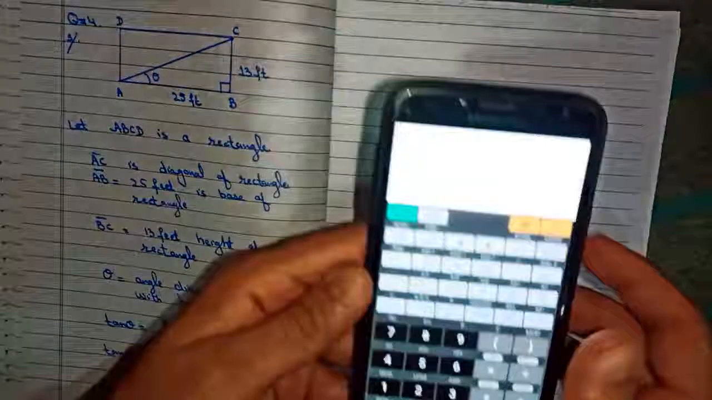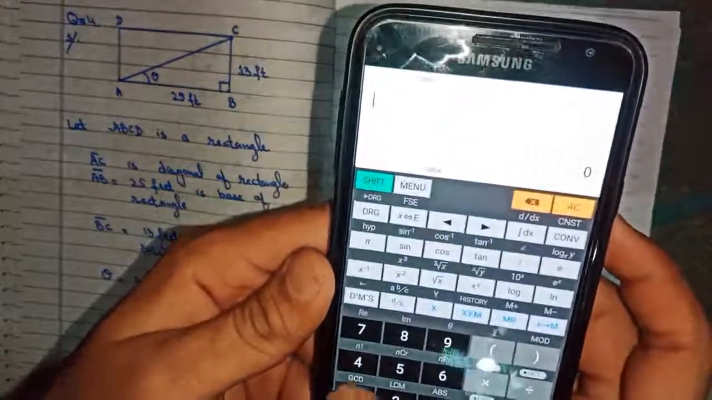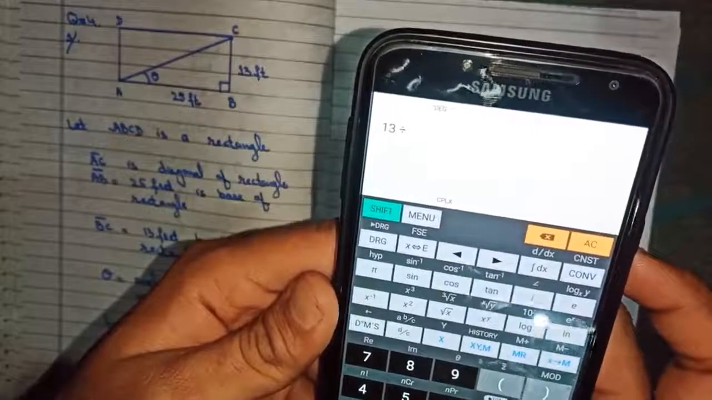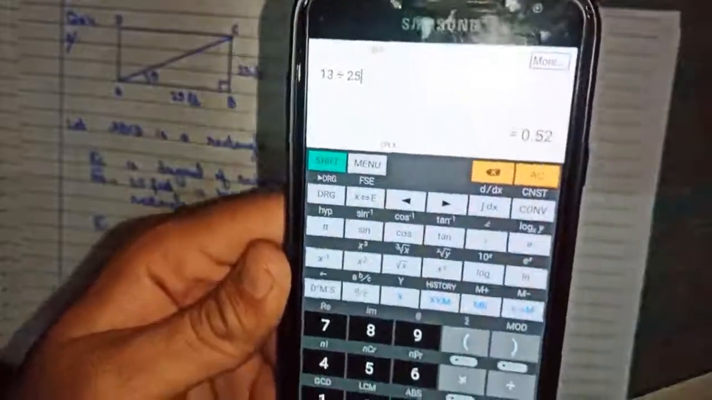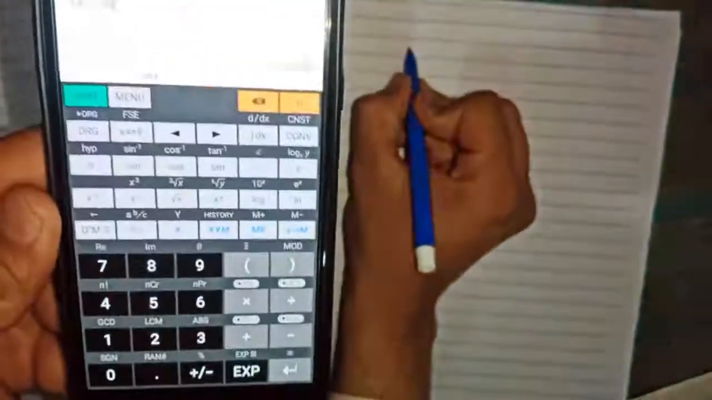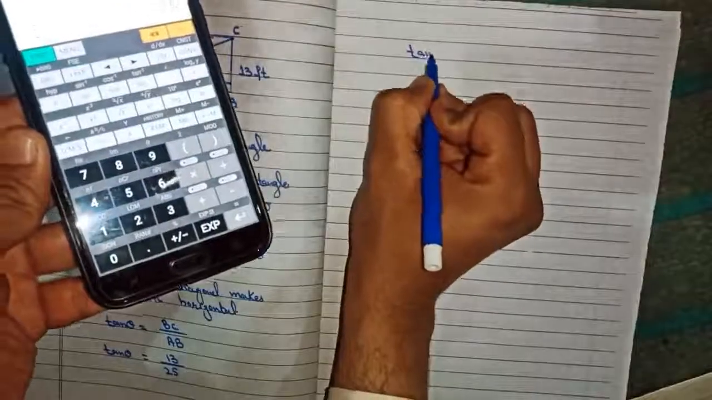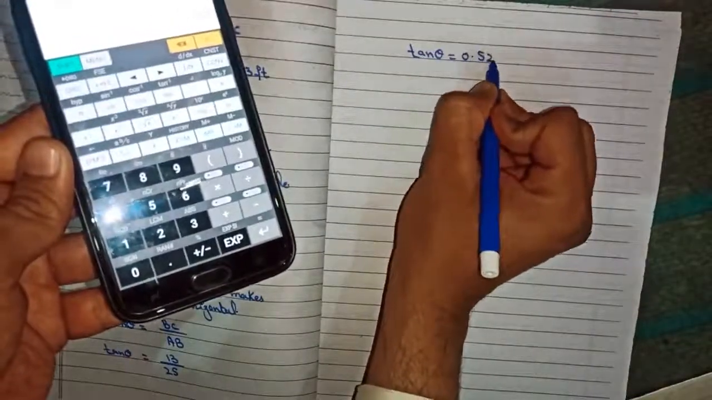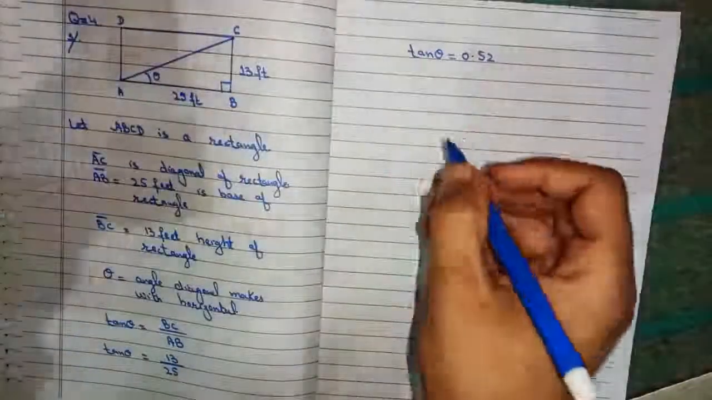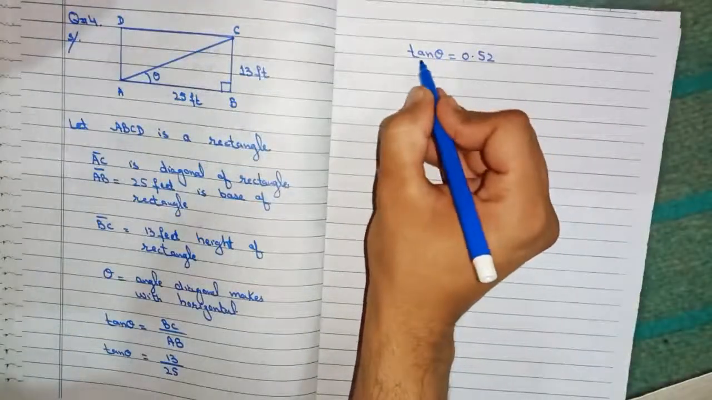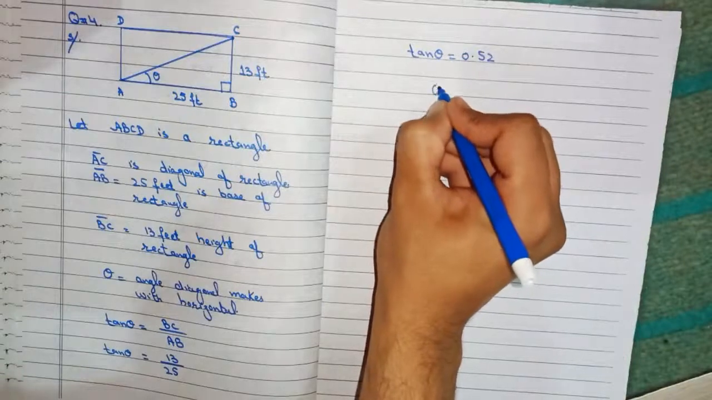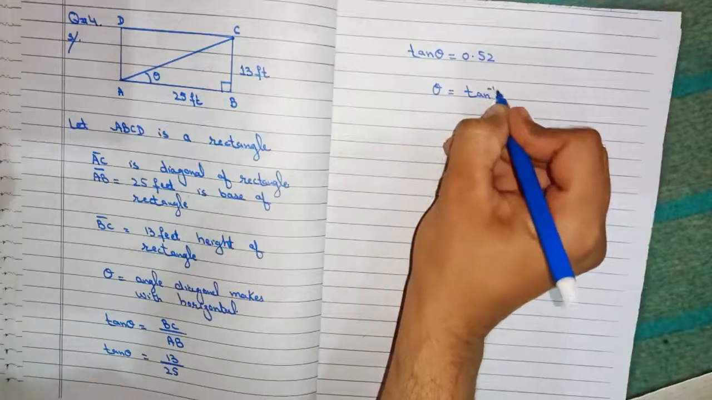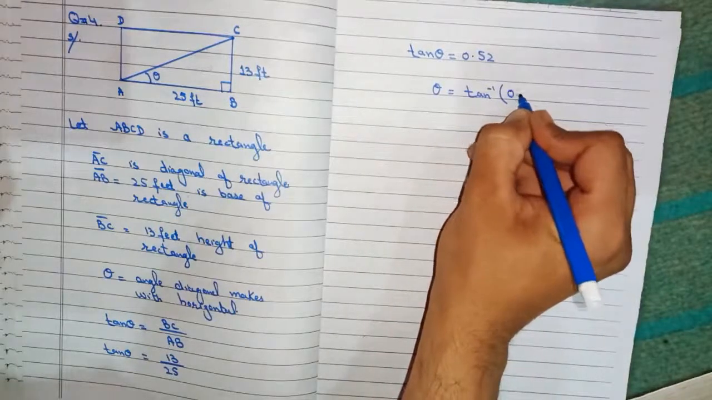I have a scientific calculator now. 13 divided by 25, it is equal to 0.52. So tangent theta equal 0.52. Now we want to find the angle of elevation, that is theta. Then this tangent will be tangent inverse on the other side. Tangent inverse 0.52.